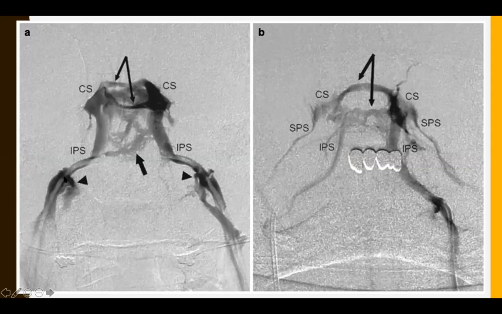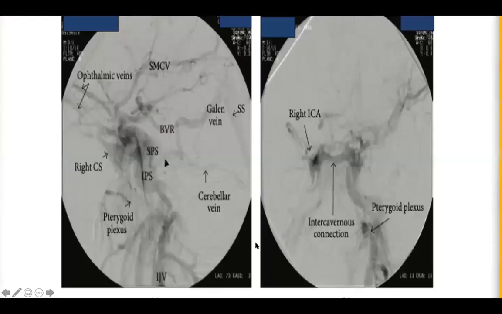Nicely depicting are the inferior petrosal sinuses and superior petrosal sinuses, where the superior drains into the transverse sinus and the inferior petrosal drains into the jugular veins. This is a picture which I showed in the last seminar also, a type A CCF, where the ICA run and the venous phase shows the cavernous sinus, nicely depicting the superior and inferior ophthalmic veins. Then this is a sphenoparietal sinus going into the superficial middle cerebral vein.